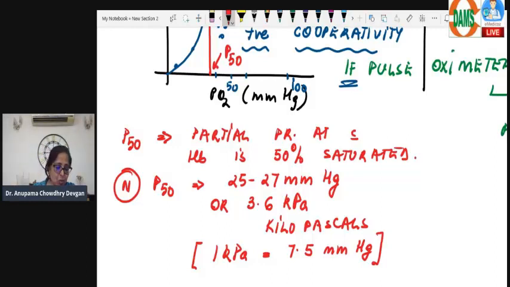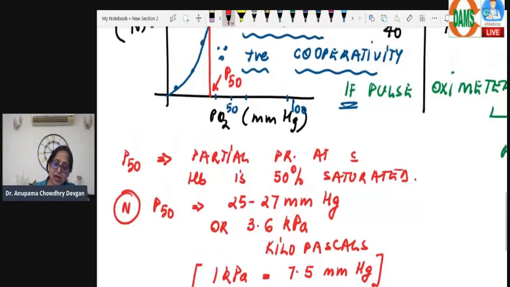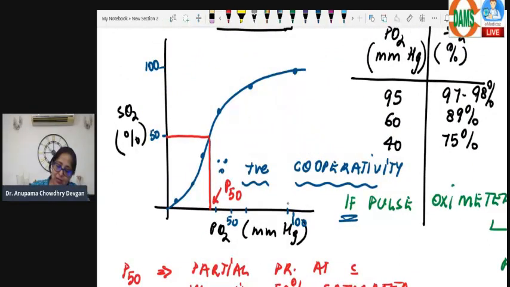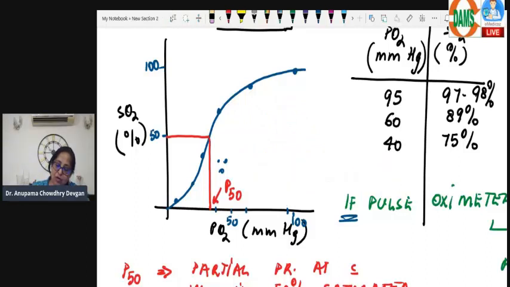Now let us see what is the right shift of the curve and the left shift of the curve, right? Sigmoid shape, like I said, is because of positive cooperativity: binding of the first heme with oxygen increases the affinity of the second, which increases the affinity of the third, which increases the affinity of the fourth. That is positive cooperativity. Now, right shift of the curve.